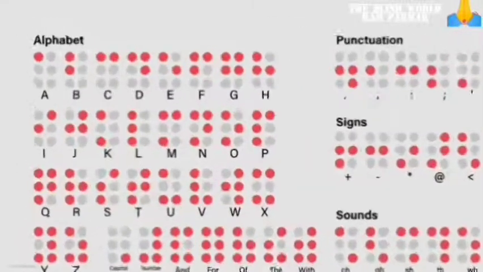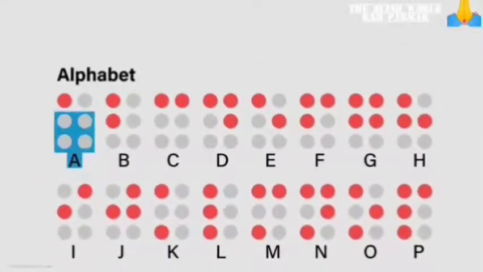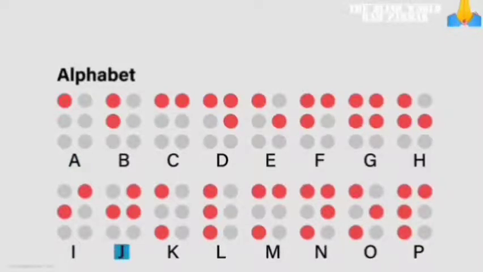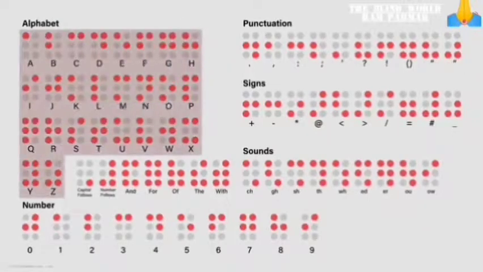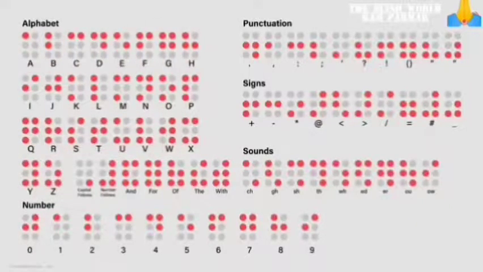For example, the letter A is represented by this cell. Only the first dot is raised in this case. Similarly, the letter J is represented by this, with these 3 dots raised. The dots 2, 4 and 5 are raised. So this is the set of patterns we have for the English alphabet. 26 such patterns. But now I want you to observe something interesting.